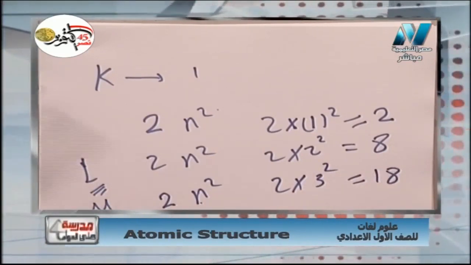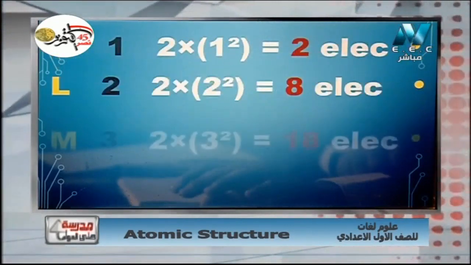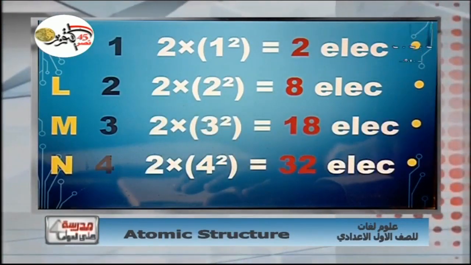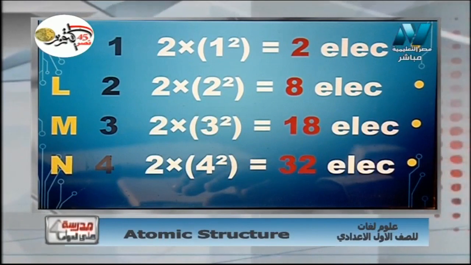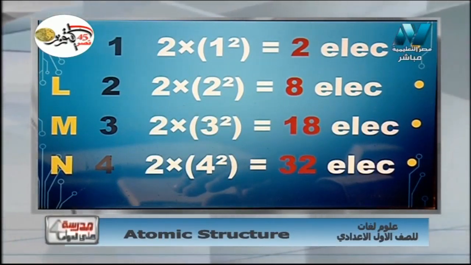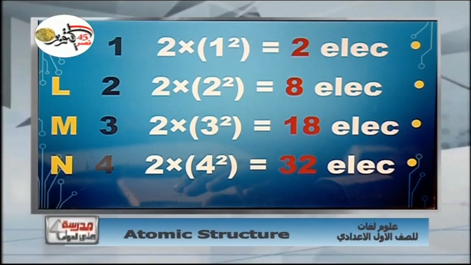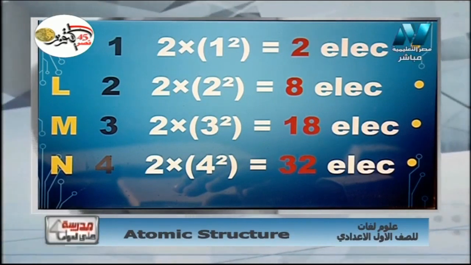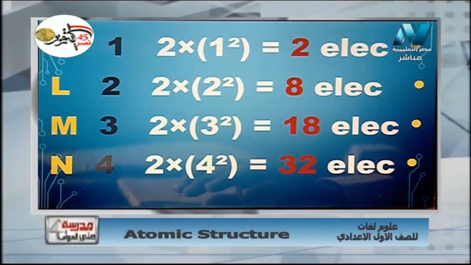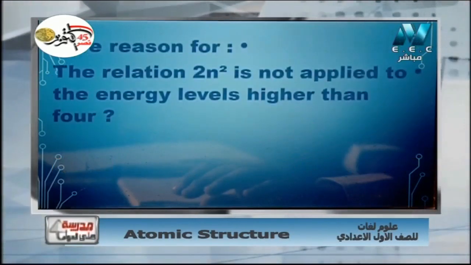As you see, my dear students, K, number 1, 2 times 1 squared, it will be 2 electrons. L, number 2, controlled by 2n squared, 2 times 2 squared, it will be 8. Number 3 is M, 2 times 3 squared equals 18, and number 4 can carry 32.